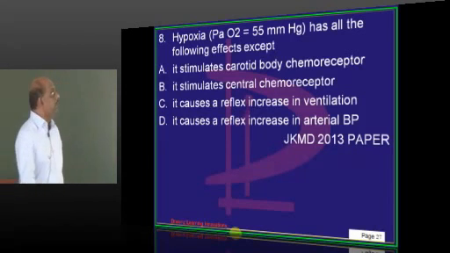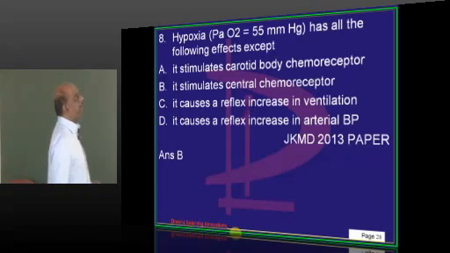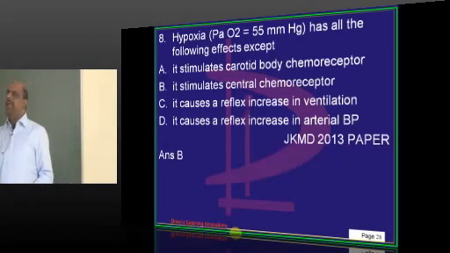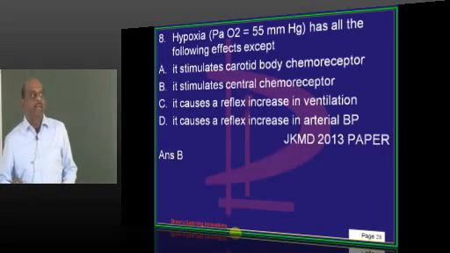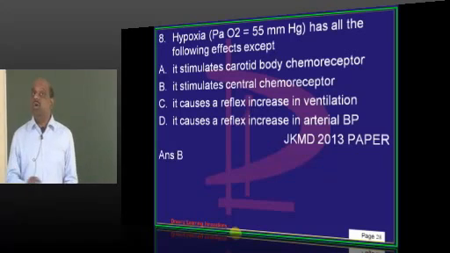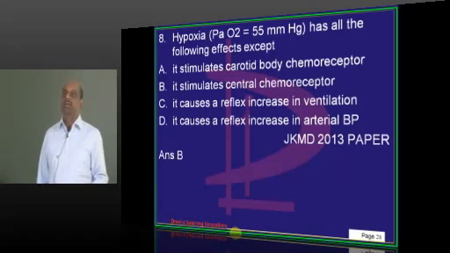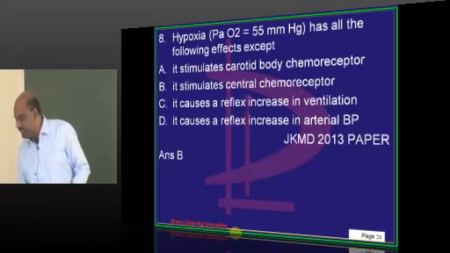Okay. So hypoxia, what are the important effects of hypoxia? Mainly hypoxia stimulates peripheral chemoreceptors, but not the central chemoreceptors, is what you have to basically remember, which is one of the favorite questions of the examiner.